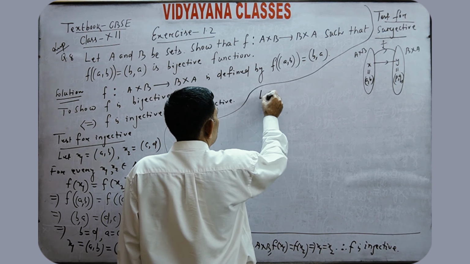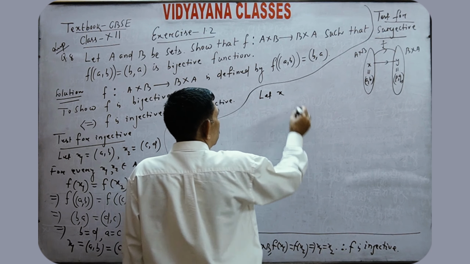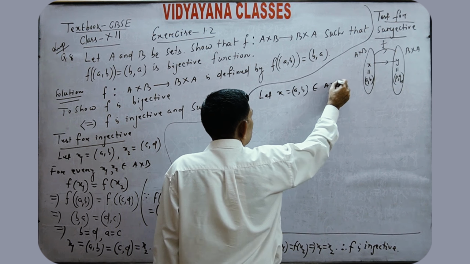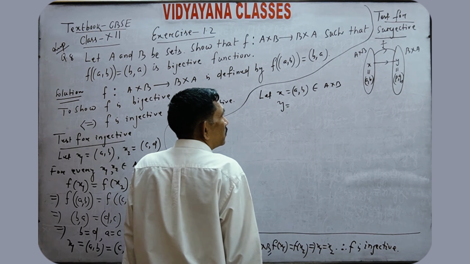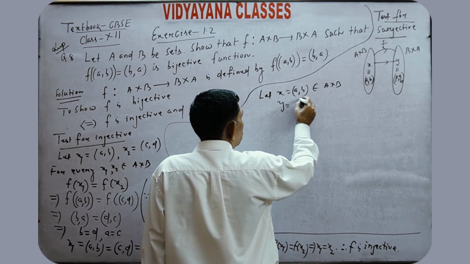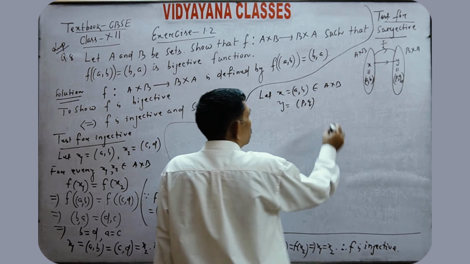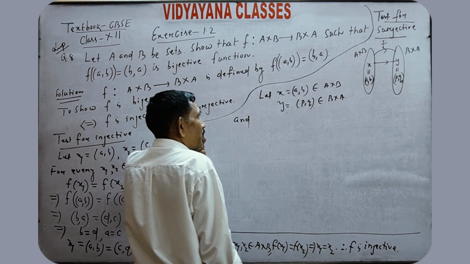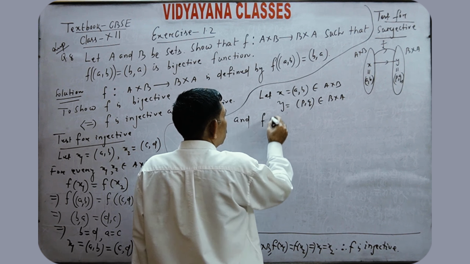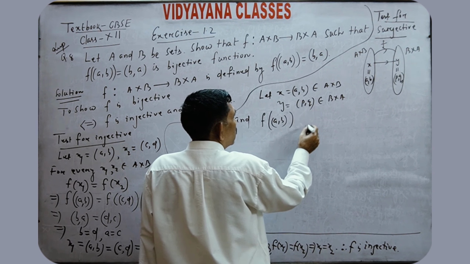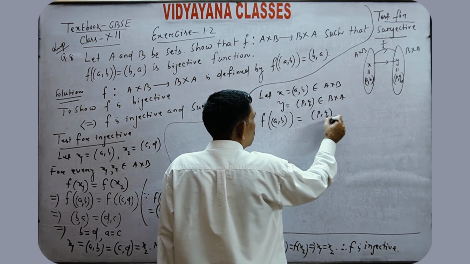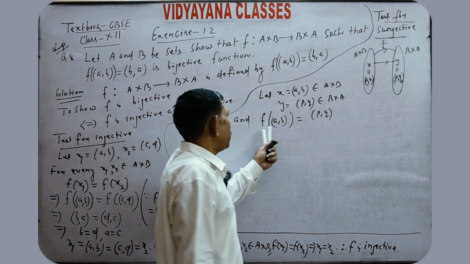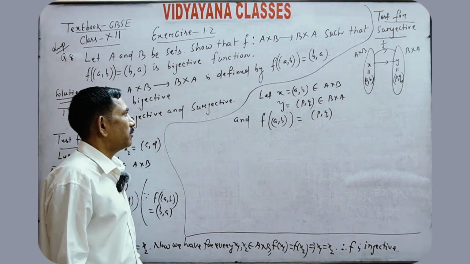Let x be any element, equal to (a, b) order pair, belongs to A cross B. y is equal to (p, q) order pair belongs to B cross A. And f of (a, b) order pair is equal to (p, q) order pair.